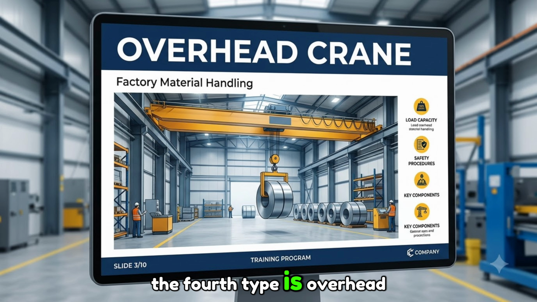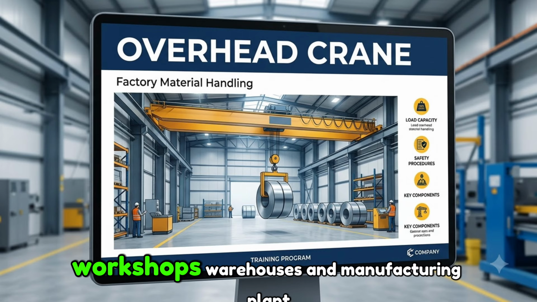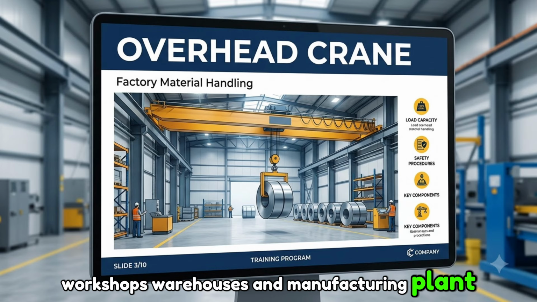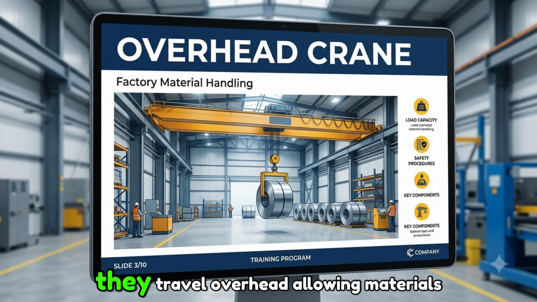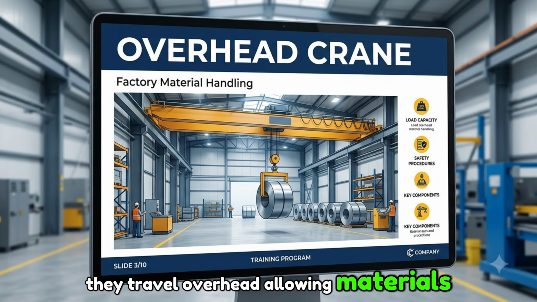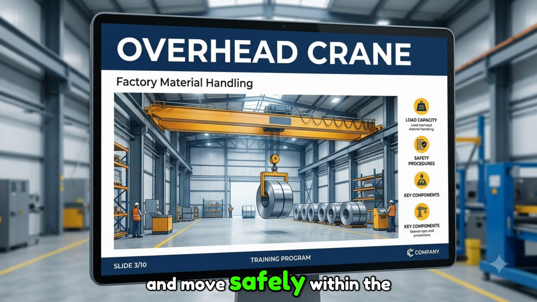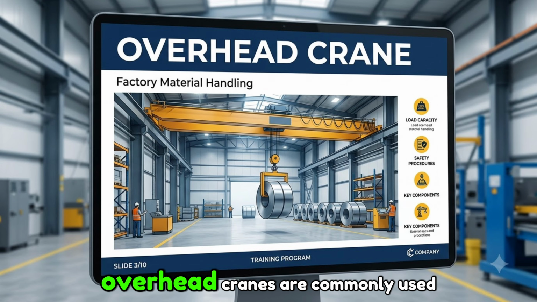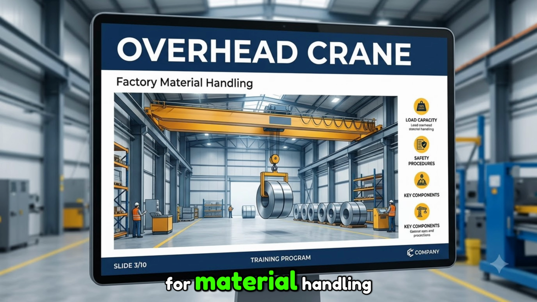The fourth type is the overhead crane, also known as a bridge crane. These cranes operate on rails installed inside factories, workshops, warehouses, and manufacturing plants. Instead of moving on the ground, they travel overhead, allowing materials to be lifted and moved safely within the building. Overhead cranes are commonly used for material handling inside industrial facilities.